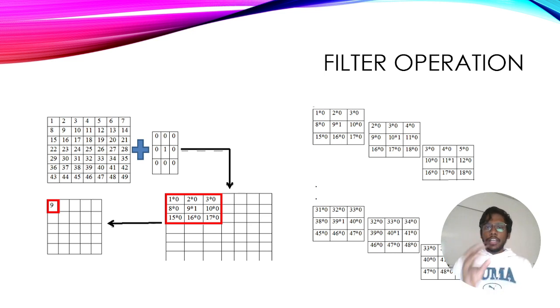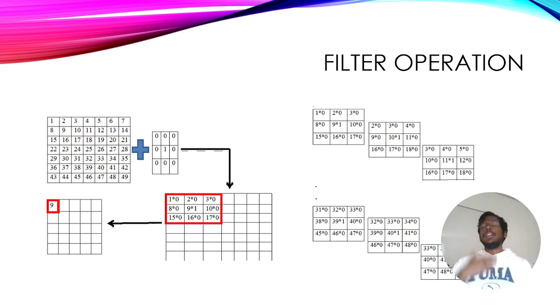Now when you apply the convolution, you can see on the right side, in the first image, the individual elements. The kernel sits on top of 1, 2, 3, 8, 9, 10, 15, 16, 17. So you have 1 into 0 plus 2 into 0 plus 3 into 0 plus 8 into 0 plus 9 into 1 plus 10 into 0 plus 15 into 0 plus 16 into 0 plus 17 into 0. You do element-wise multiplication, also called piecewise multiplication, and then you add them all together. That result is the convolution operation.